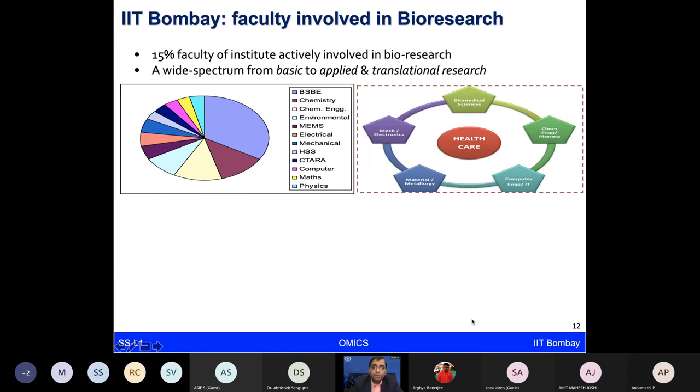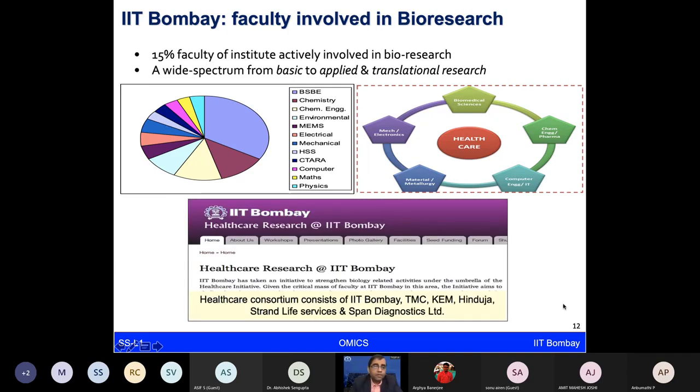We have almost 15% faculty members who are working very closely on various problems linked to the bioresearch, applied and the translational research activities. In Mumbai, we also have a healthcare consortium, which IIT Bombay is leading, where different hospitals are also partnering in this particular initiative of IIT Bombay. And they make this healthcare consortium, which is providing that ecosystem where you can start from the concept, do the experiments, and then validate your hypothesis and results in the clinical settings, followed by taking them to the industrial partners for the follow-up translational activities.